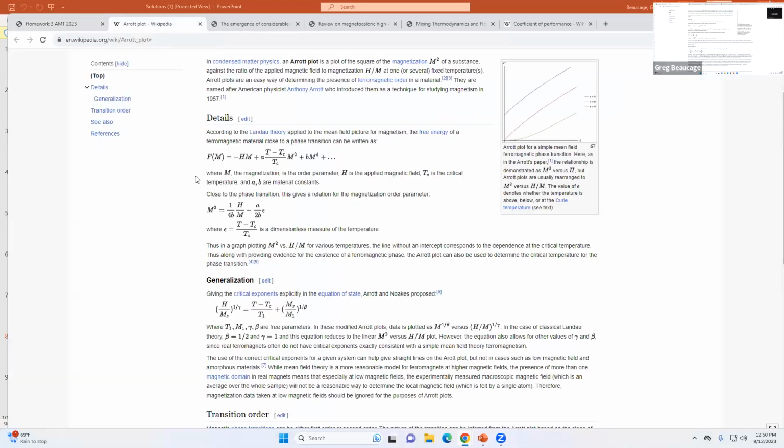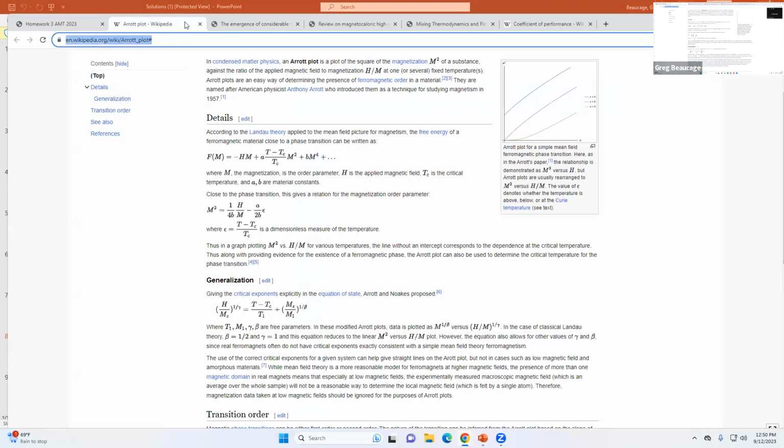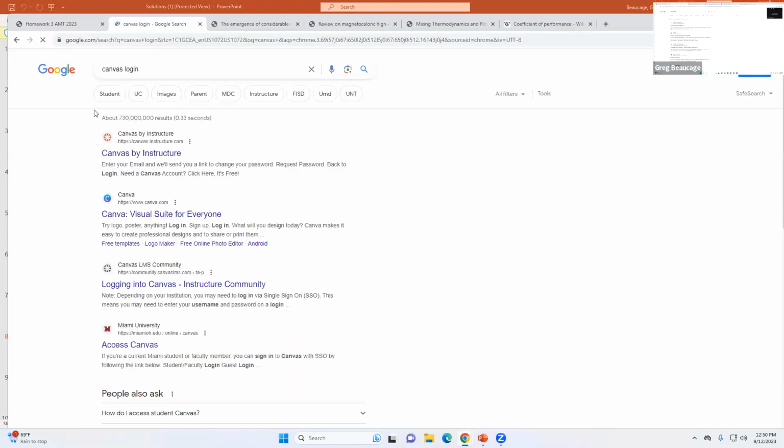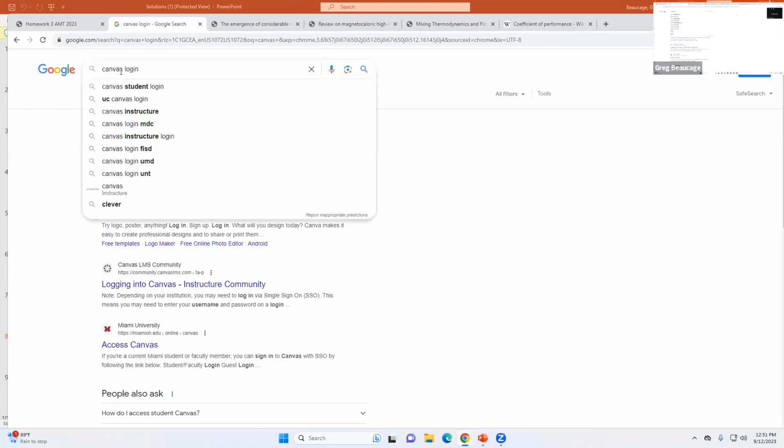I'm not sure if I should do that. It's going to give me Canopy. Yeah, but I get to Canvas through Canopy. Okay. Canvas. I don't know if those guys.